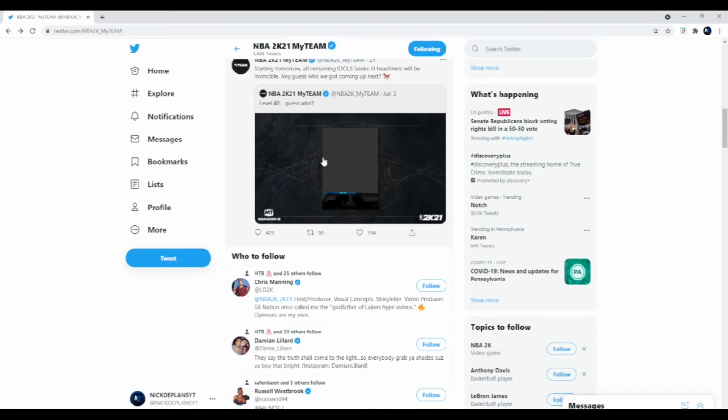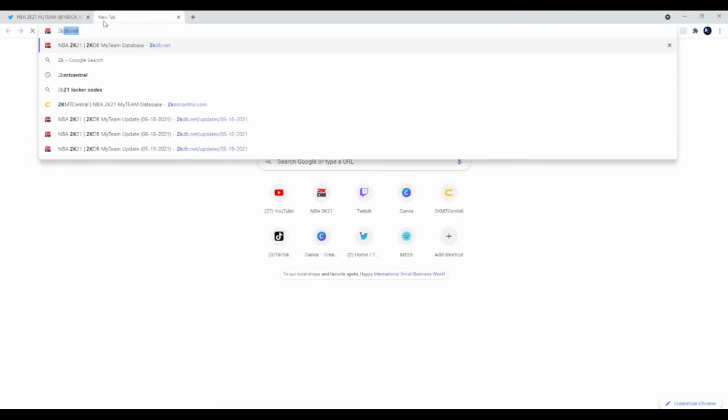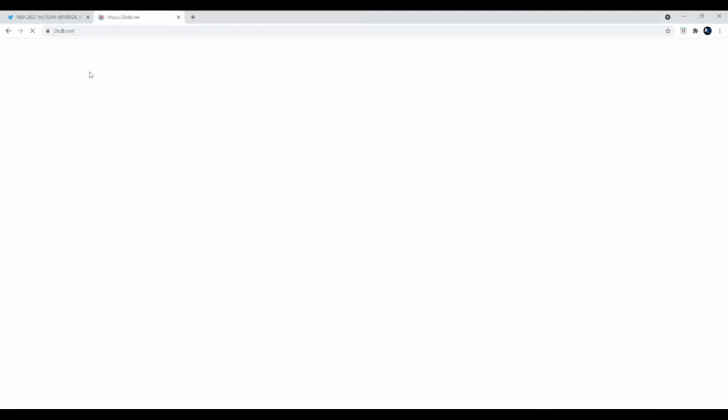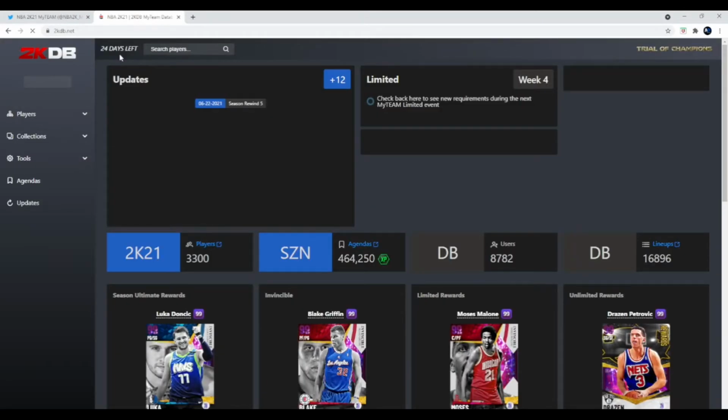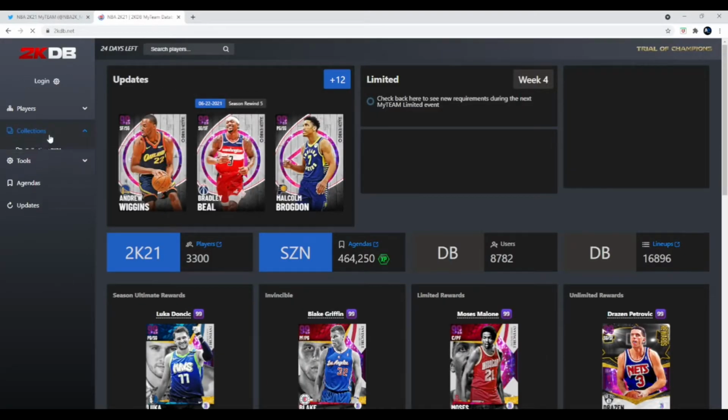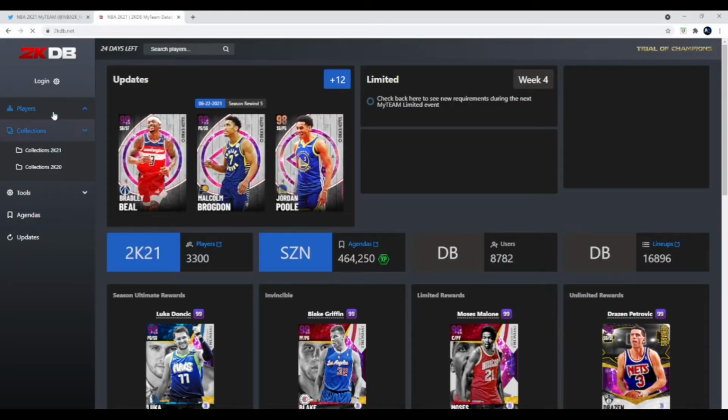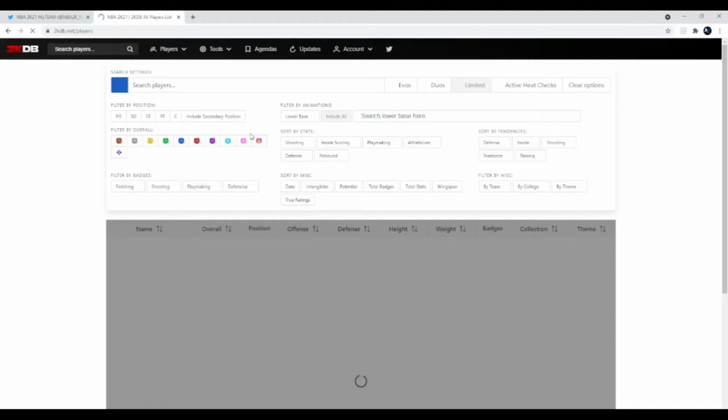But yeah, so I can't really think of anyone else other than maybe Hakeem. We don't have an Invincible Shaq yet, do we? Bro, I don't know any of these cards. Hold on a second. Let's pull up 2KDB. I don't remember any cards at this point. We don't have an Invincible Hakeem, right? Yeah, let's go under players. All 2K21 players. Come on. There we go.